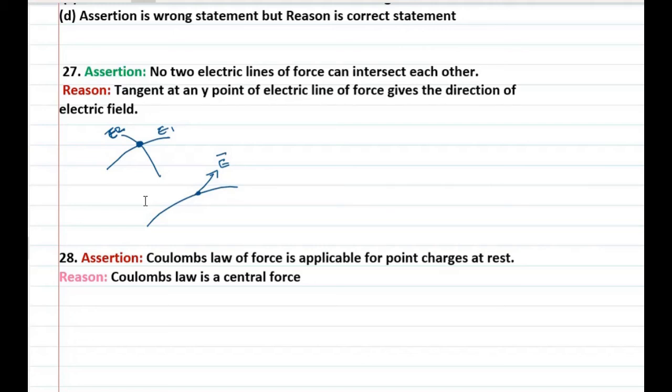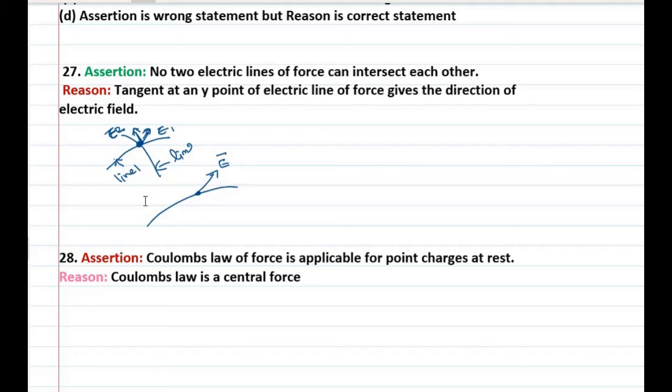So at any point you can have only one electric field strength. You cannot have two electric fields. Two tangents cannot give you the electric field at a point. If there are two lines, line 1 and line 2, and they intersect, it gives rise to two tangents. So a point cannot have two electric field lines in two different directions. A point can have only one electric field line in one direction.